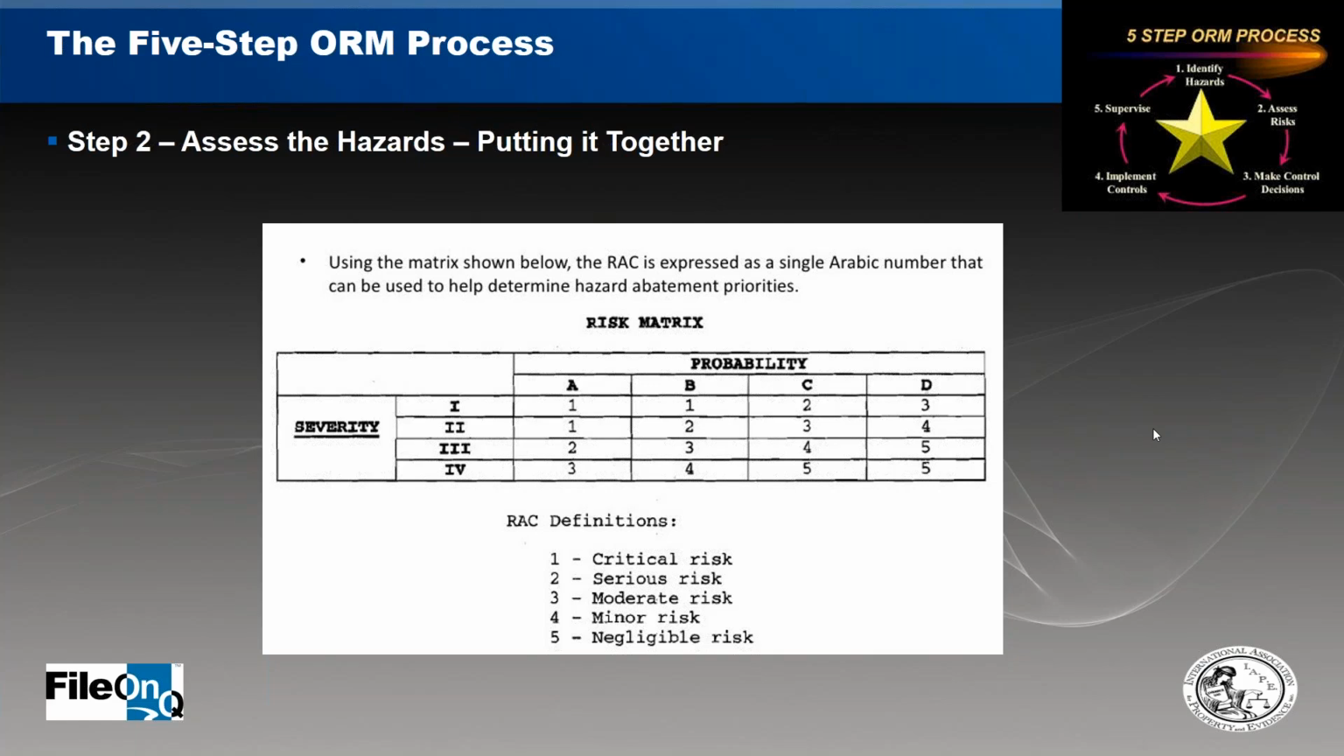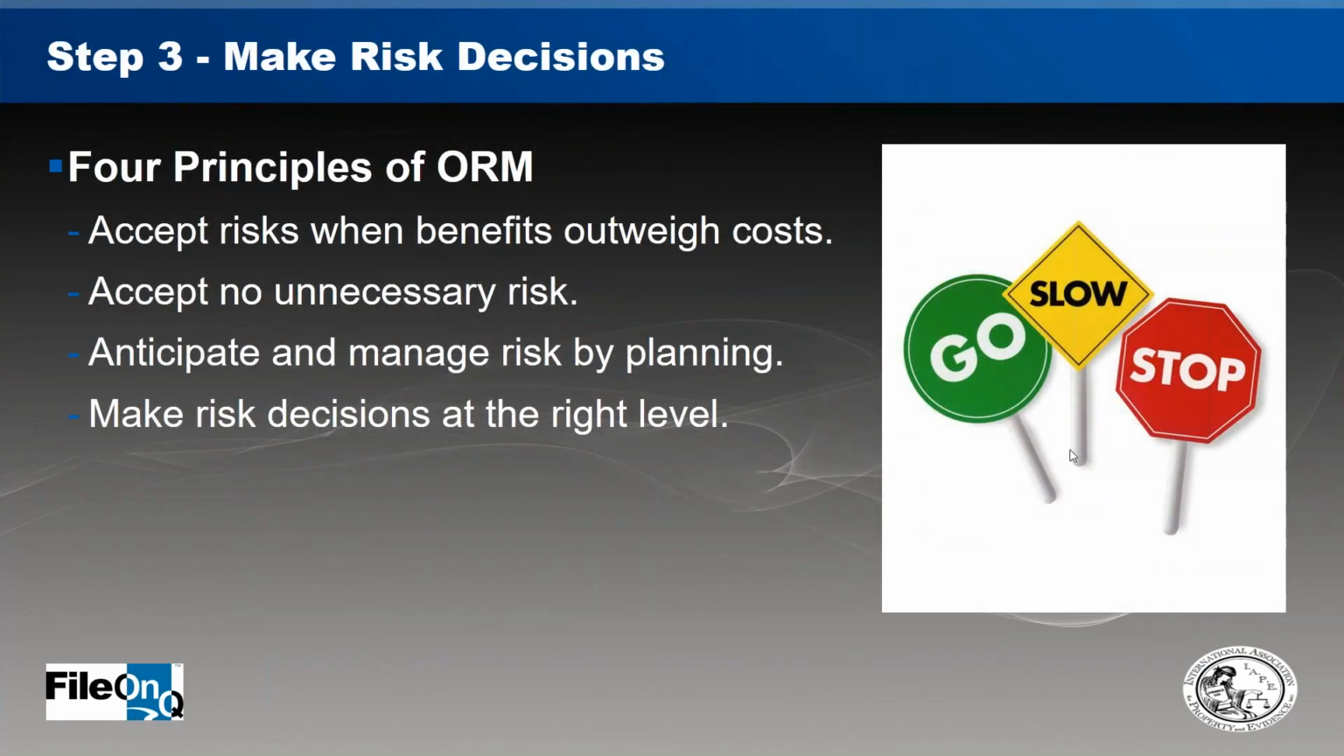So you want to implement controls and make risk decisions. Is it something that we want to continue doing the way we're doing it? Do we really need to implement? Can we implement enough controls to make it worth the risk? And you have to apply these 4 principles of operational risk management when making risk decisions.